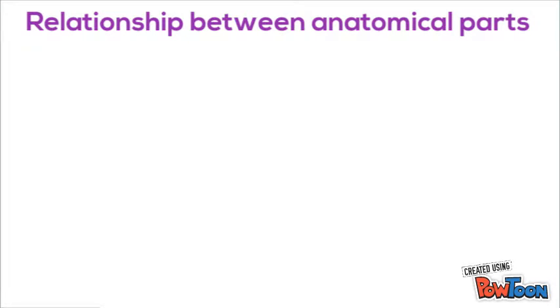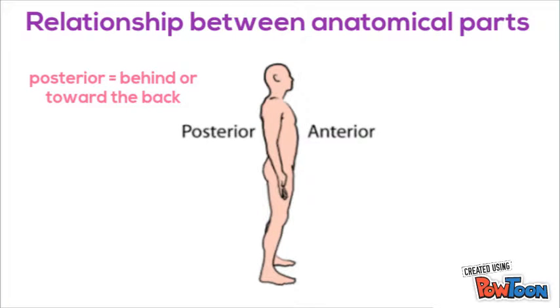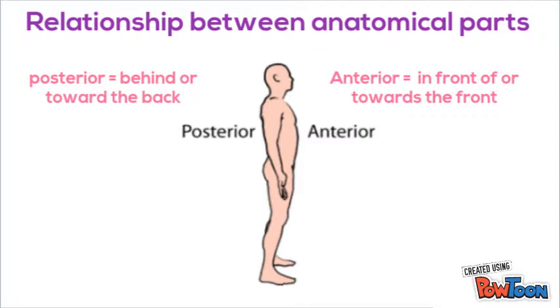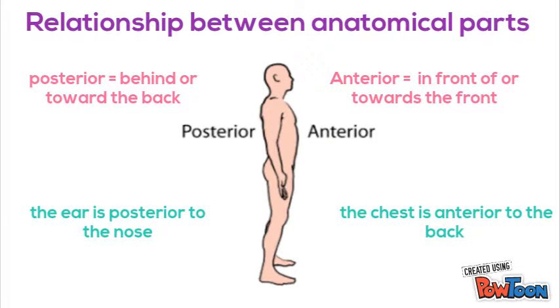Relationship between anatomical parts. Posterior meaning behind or towards the back. Anterior meaning in front of or towards the front. For example, the chest is anterior to the back. The ear is posterior to the nose.